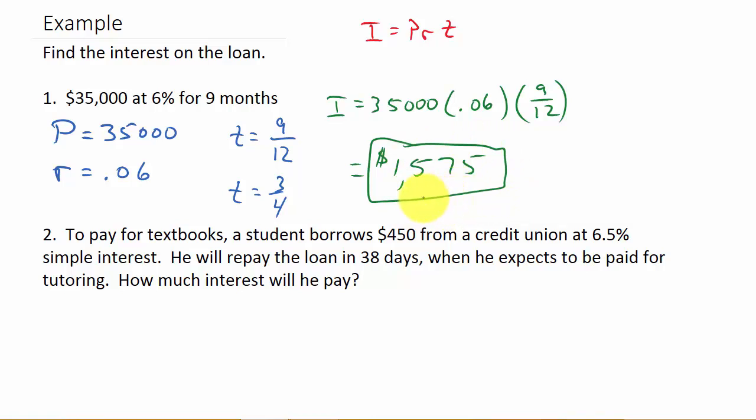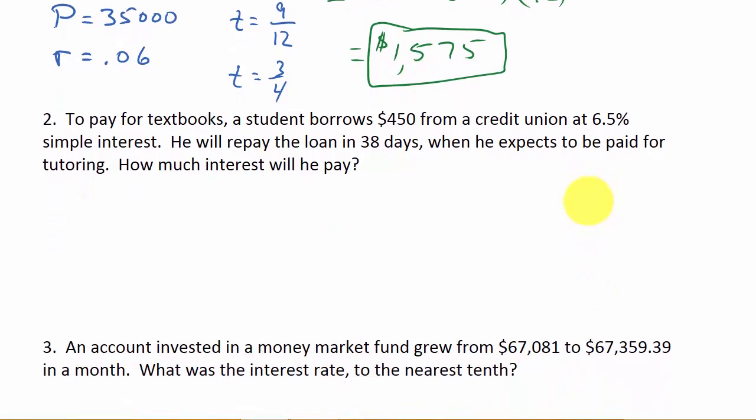Now we have simple interest, we have compound interest. So how do you know when to use what? Well, simple interest is typically for loans that are less than a year. Compound interest would be for loans that are more than a year. Okay, so let's look at the next one.